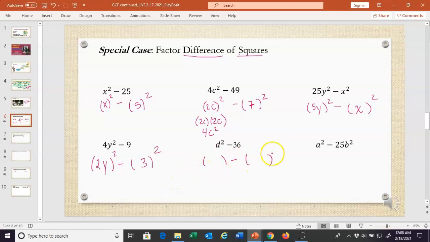This is fun. Let's keep going. So this just has a d. Of course, there's a 1 there, but 1 is always implied. And 6 times 6 is 36. Something squared minus something squared. We're going to have a minus 5b. There we go. So that's it. That's sort of the first step.